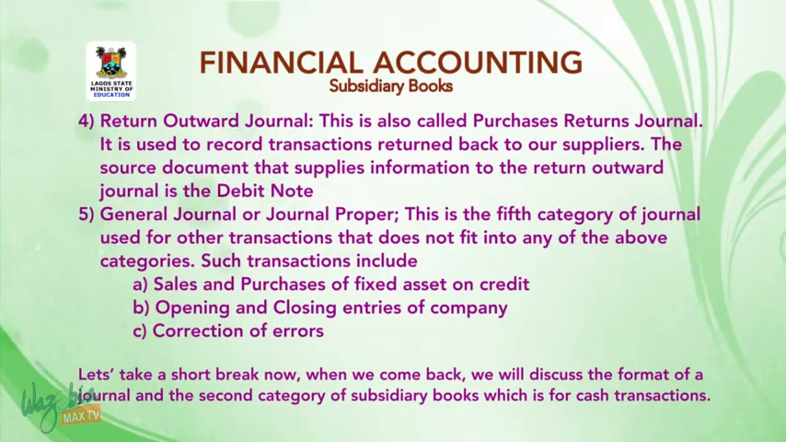5. General journal or journal proper. This is the 5th category of journal used for other transactions that do not fit into any of the above categories. Such transactions include: A. Sales and purchases of fixed assets on credit. B. Opening and closing entries of company. C. Correction of errors. Let's take a short break now.